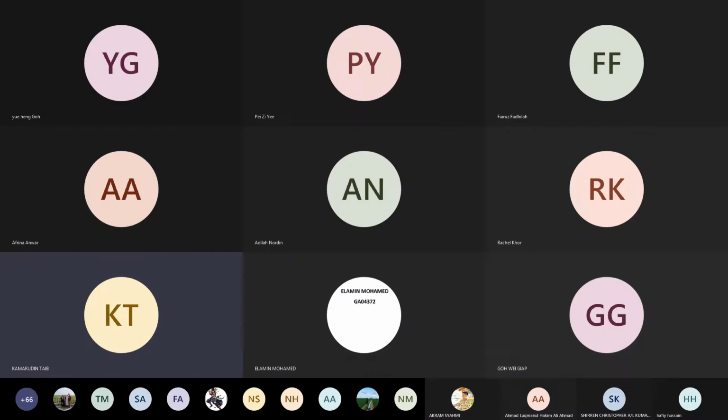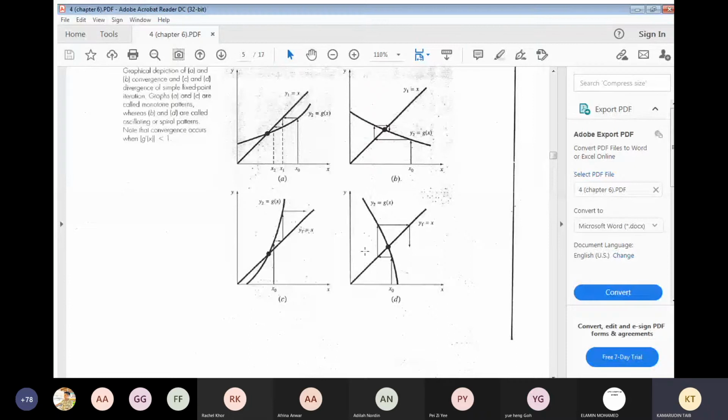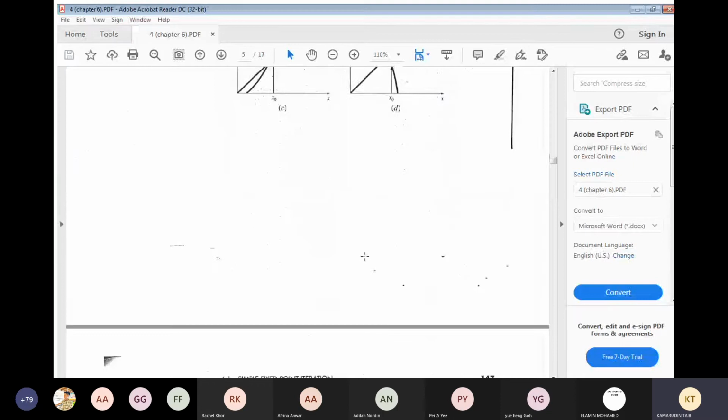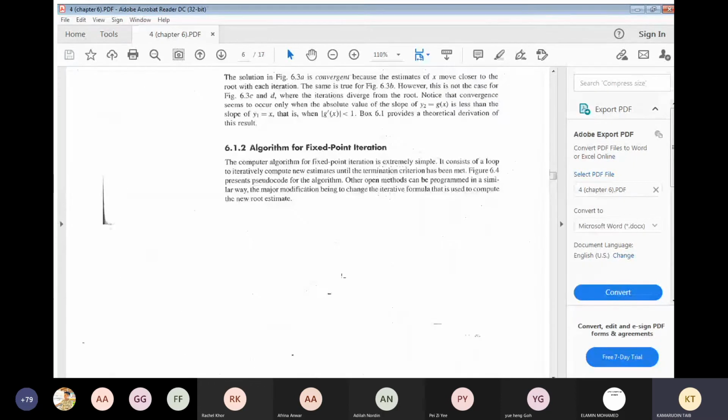Position, which I'm going to upload in the video, and the false position, secant method and modified secant method will be on video. Okay. So I'm going to move on to the next topic, which is open the file.